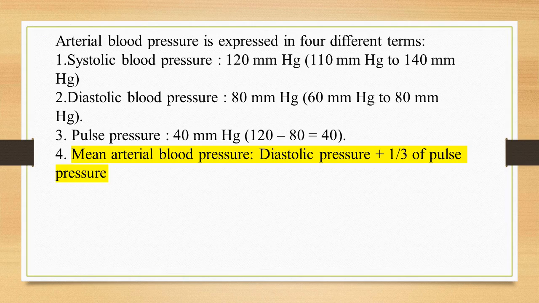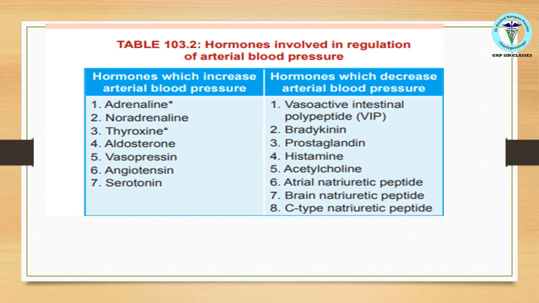Blood pressure is measured in systolic, diastolic, pulse, and mean arterial pressure. Understanding these terms is crucial for assessing cardiovascular health. Various hormones regulate arterial blood pressure, either increasing or decreasing it. This table lists these hormones and their effects, highlighting the complexity of blood pressure regulation.